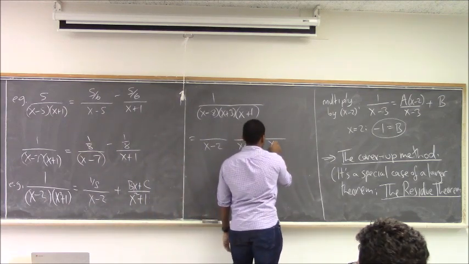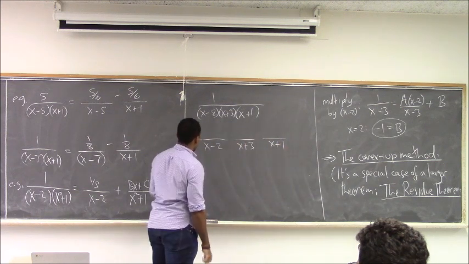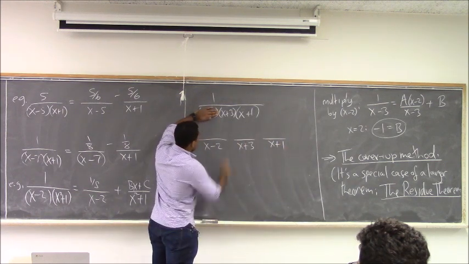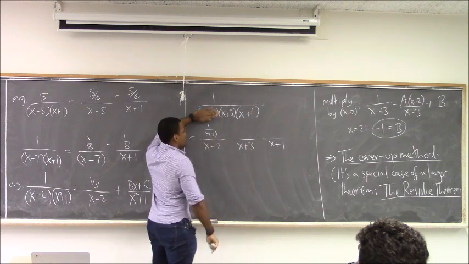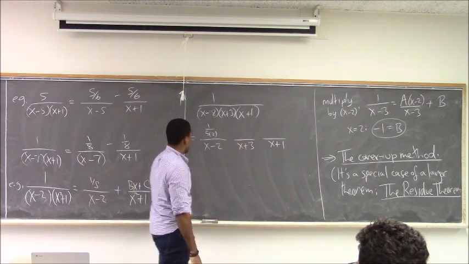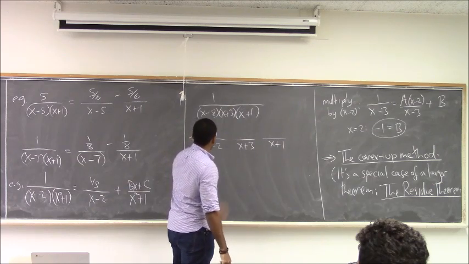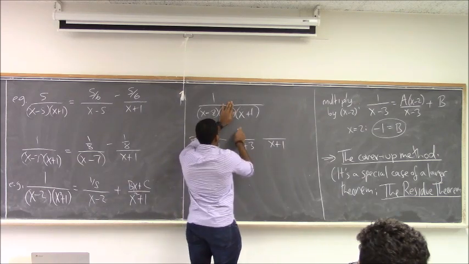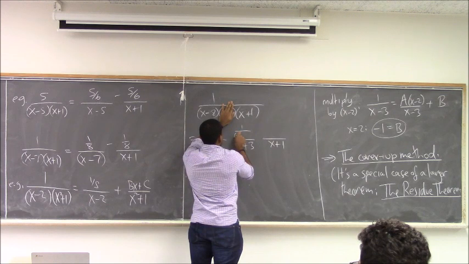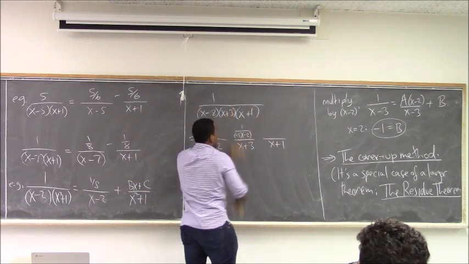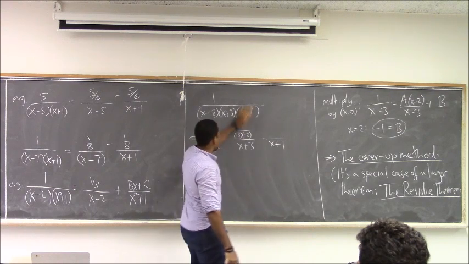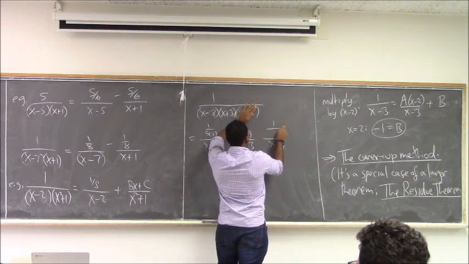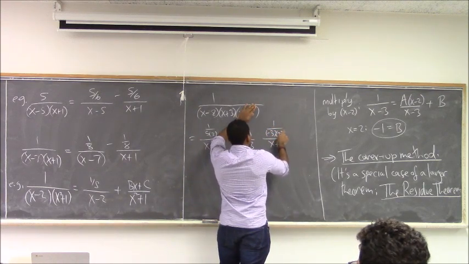2 makes this 0. Plug in 2. That's going to be 1 over 5 times 3. So 1/15 is going to be that coefficient. Minus 3 is going to make this 0. Cover that up. Plug in minus 3. That's going to be 1 over minus 5 times minus 2. And x equals minus 1 is going to make this 0. Cover that up. Plug in minus 1. That's going to be 1 over minus 3 times 2.